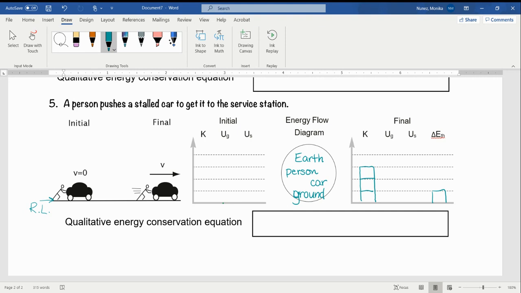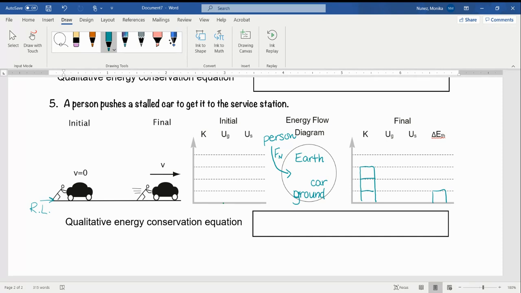It can't just magically appear, so it must have come from somewhere. Now, the whole reason this car started moving was because this person exerted a force on the car. So instead of having the person in my system, I'm actually going to put the person outside of the system. And they are exerting a normal force to give energy to the system. So this is where the energy flow diagram aspect comes in. I'd put the person outside because they're the one that is exerting the force, and I label what type of force it is, and I put an arrow that points into my system.